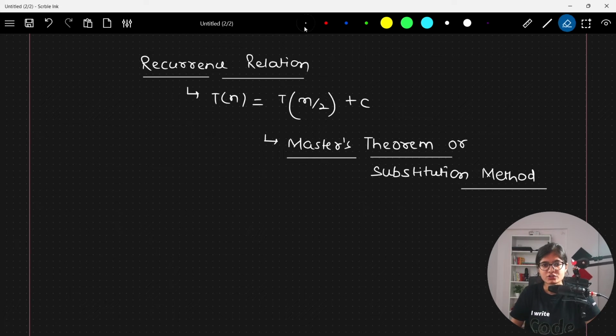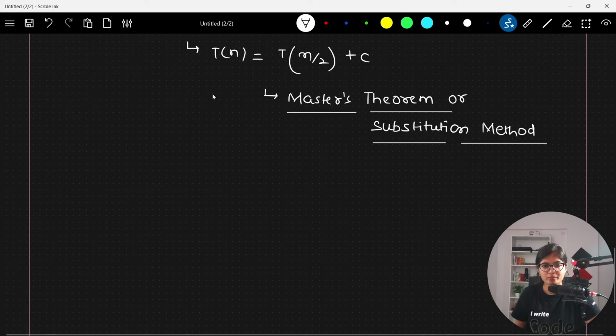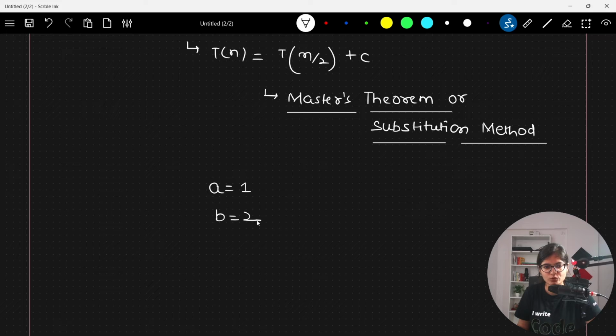Very simple. So now let me apply the Master's theorem here. To apply the Master's theorem, we should know the value of a, which is equal to 1. We should know the value of b, which is equal to 2. We should know the value of k, which is equal to 0. We should know the value of p, which is equal to 0.